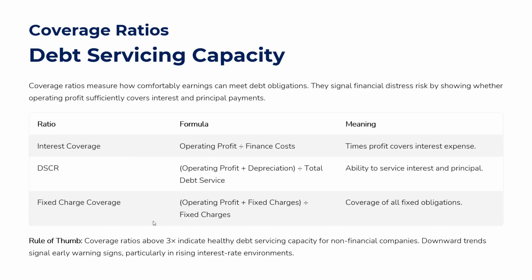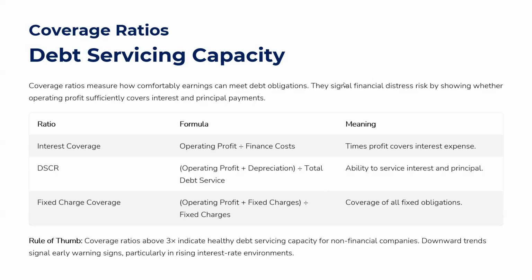If your coverage ratio is going down, downward trends signal early warning signs, especially if the interest rate is increasing. If the interest rate is increasing, the moment your interest coverage is reducing, you need to be very, very careful because that won't be good for the business. It means that you don't have enough profits to pay back the interest on the debt. That's what the coverage ratio is looking at. Do you have enough profit to pay the interest?